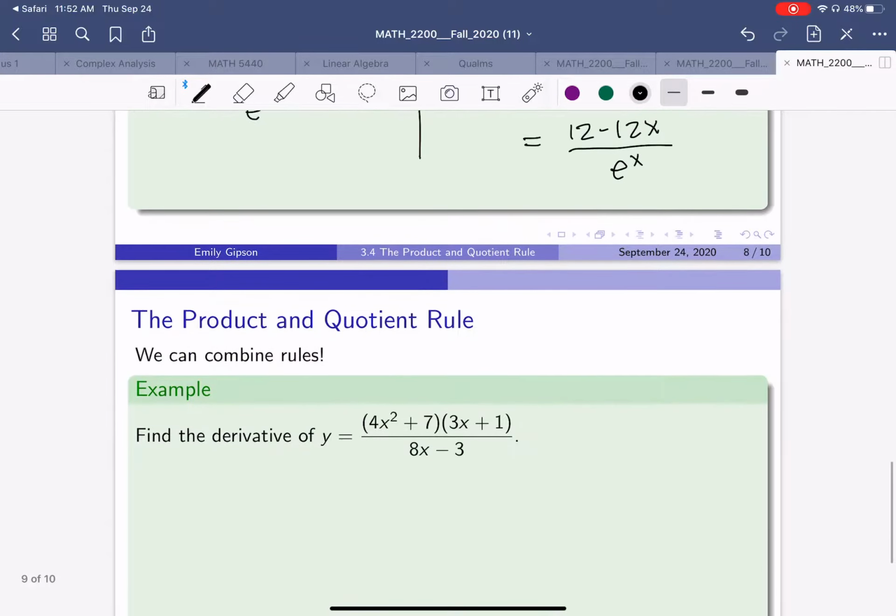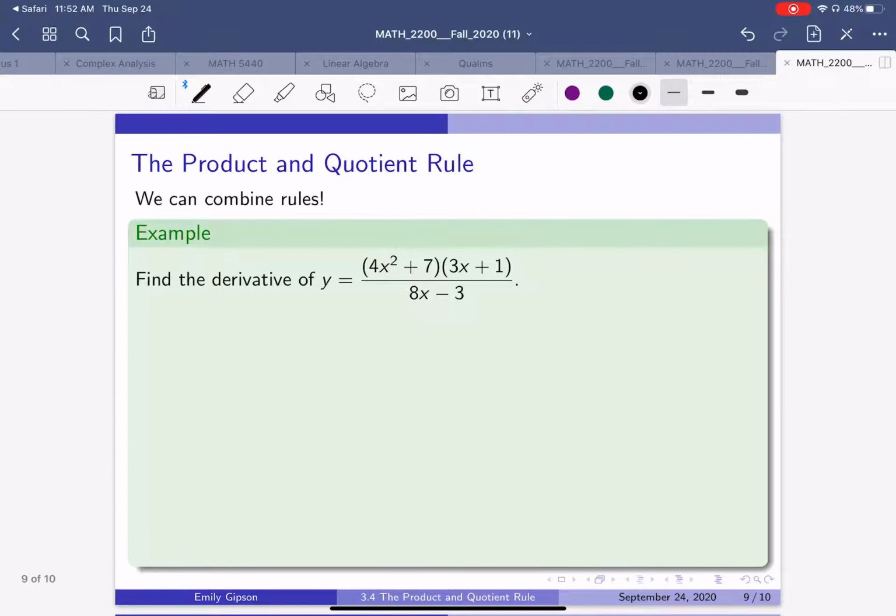So let's keep going with a few more examples. We can combine rules. So here you've got something and you can already tell that this is going to be a pretty major situation, but we want to find the derivative of y equals quantity 4x squared plus 7 times quantity 3x plus 1, all divided by 8x minus 3. And I'm going to go ahead and use my quotient rule for this one, because it'll be pretty easy to set everything up.